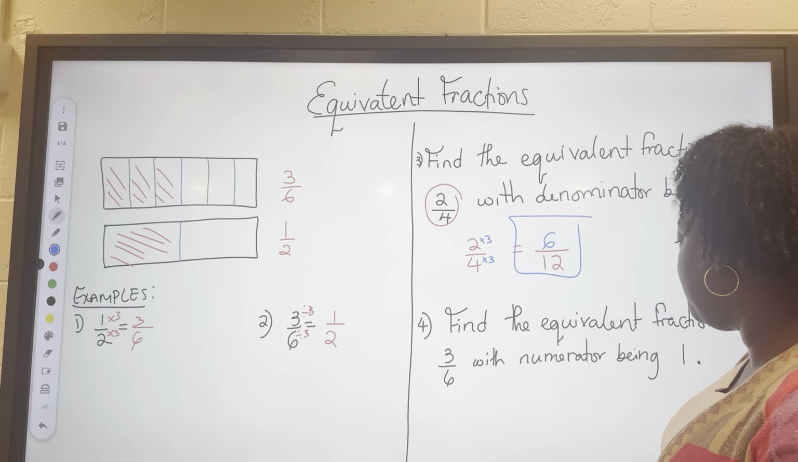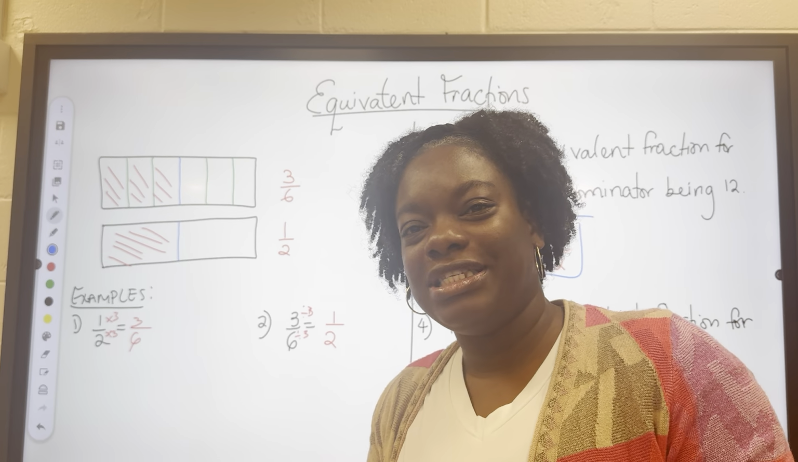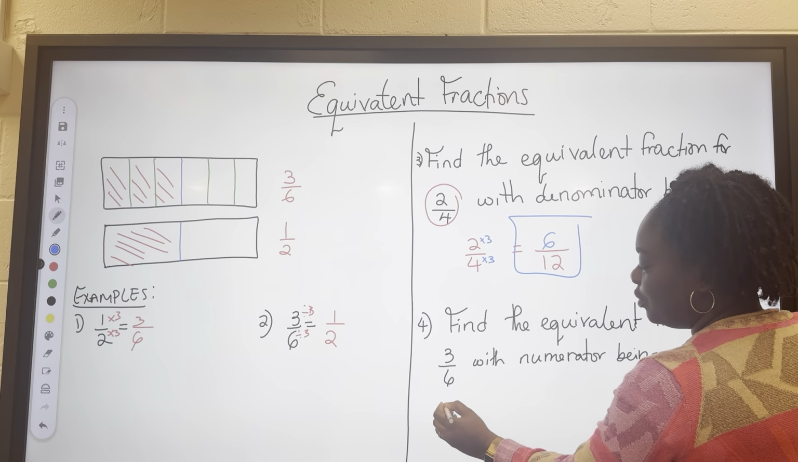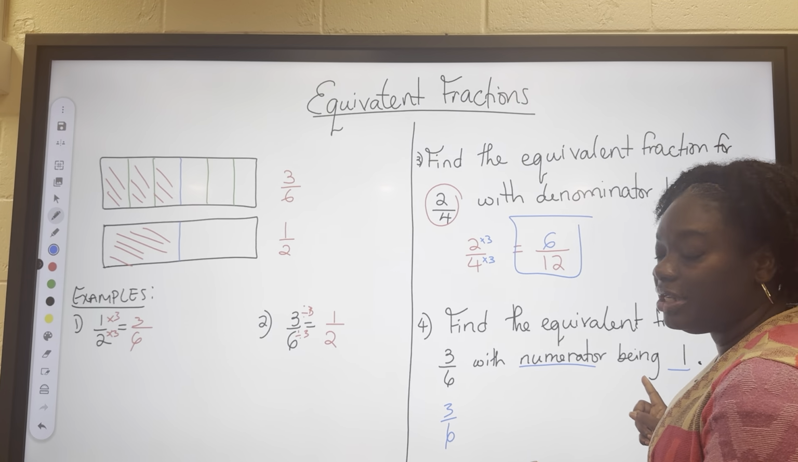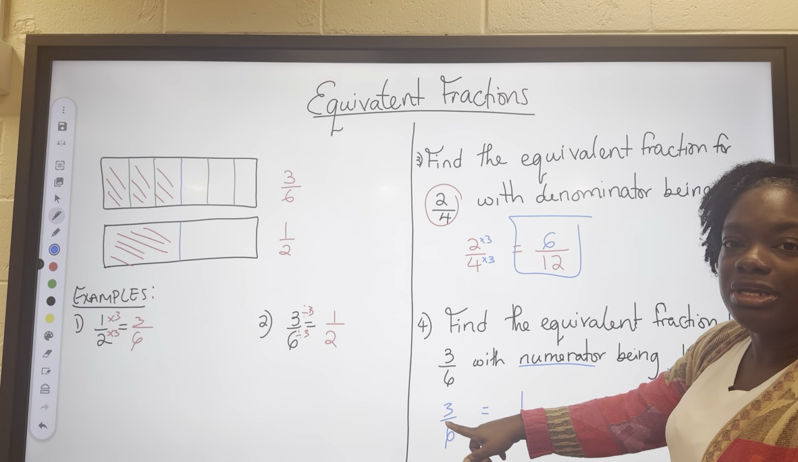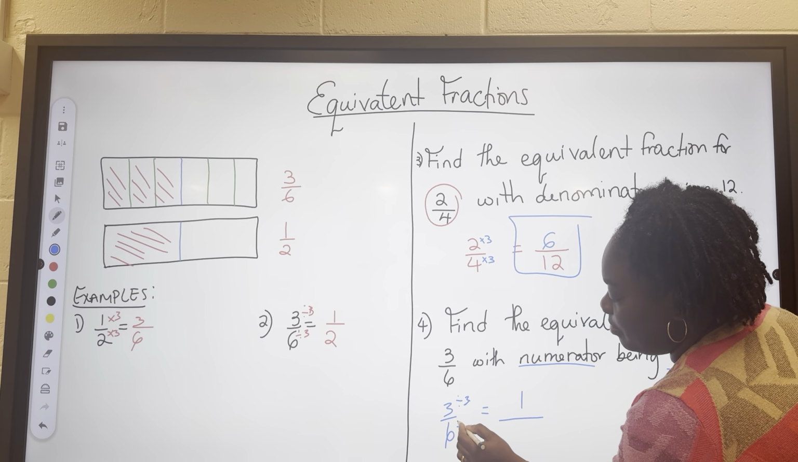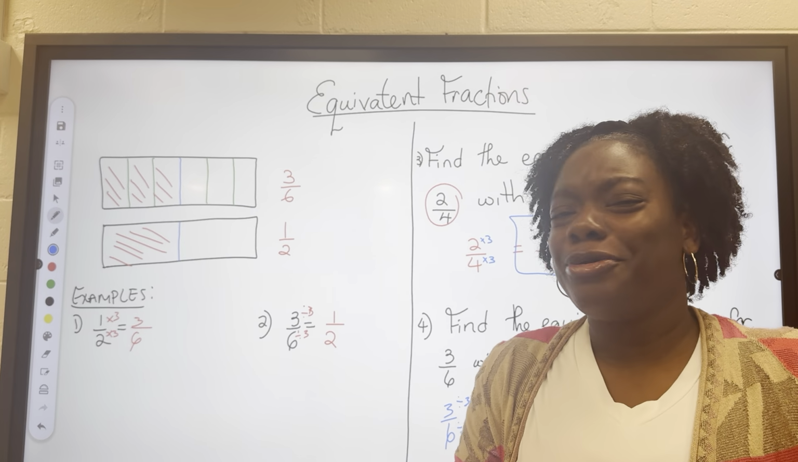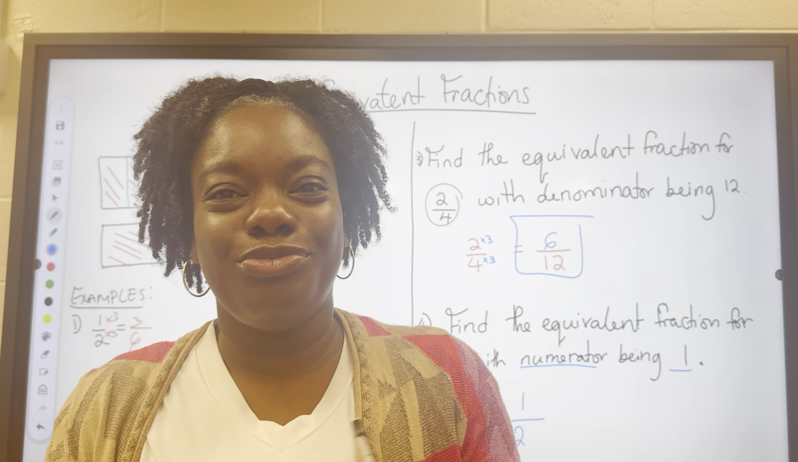All right, let's take this one. I want you to go ahead and try it. Pause the video and put your answer in the comment section. All right, now let's do it together. So it's 3 over 6, and they want your numerator to be 1. What did they do to 3 to get 1? Divided by 3. So it means I must divide the bottom by 3 as well, so that's going to give me a half.